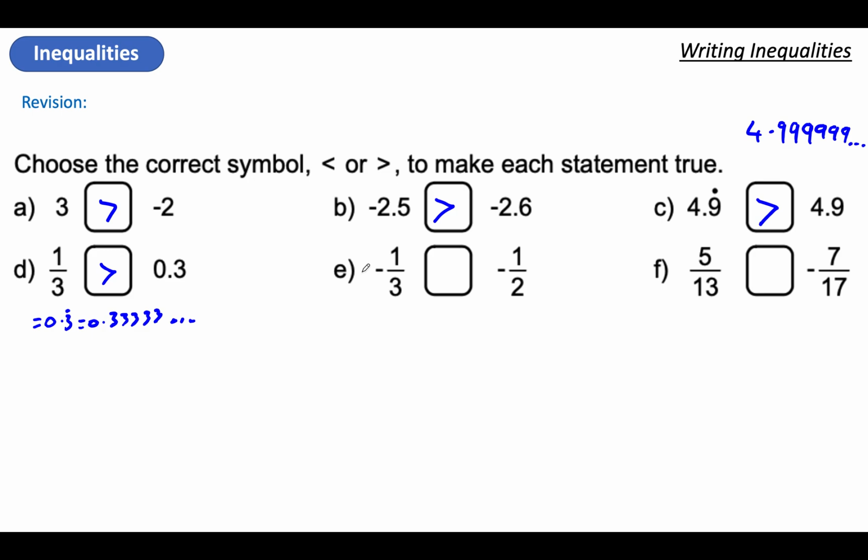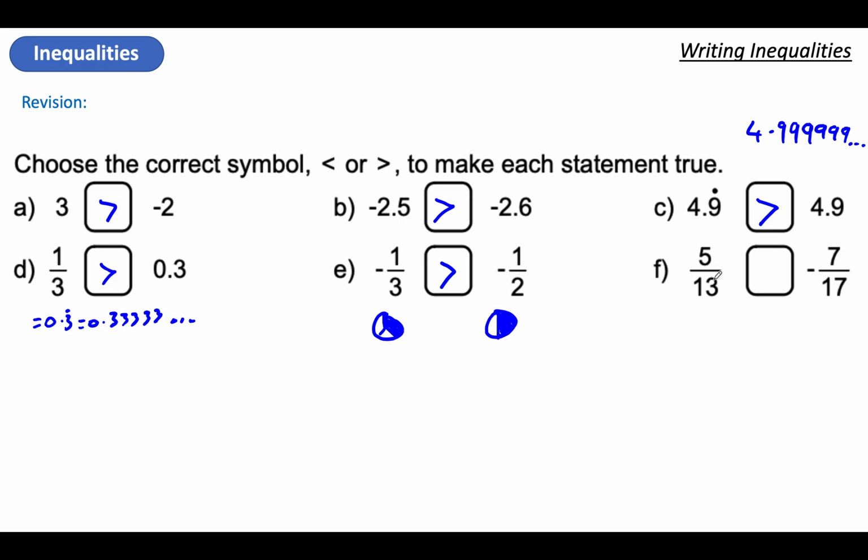Which is bigger, negative a third or negative a half? Well, let's think about which is bigger in the first place. So a third is a bigger part of a circle. No, sorry, what am I talking about? It's a smaller part of a circle, but we're talking negatives here, which means the negative third is going to be bigger than the negative a half. Yeah, hard one to get your head around sometimes.